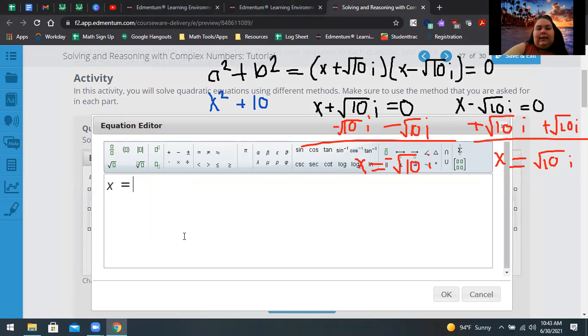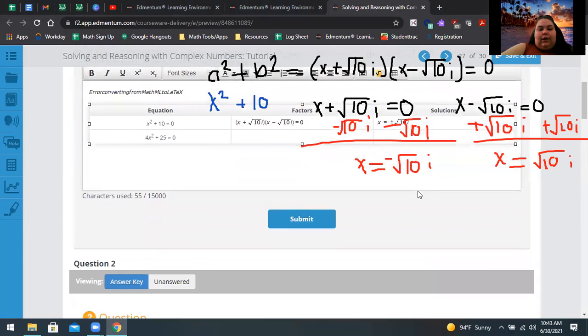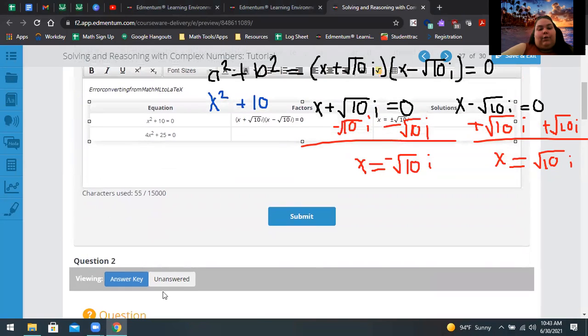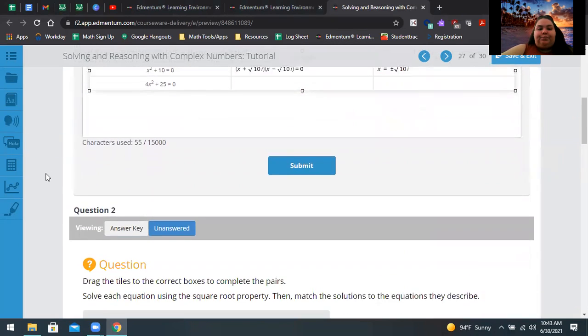So x equals, do I have the plus or minus symbol here? I don't see, oh, I do have it. So I can put plus or minus square root of 10 and have my i. Again, make sure that the i is not inside the square root. That makes a big difference. And we are all done there. Or actually, we're not done. You're going to go ahead and do the second part of that table, again following the same steps as I did there.